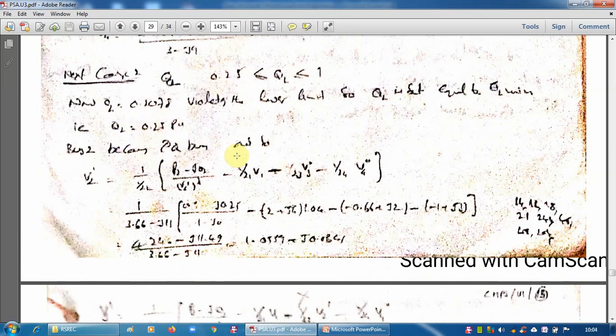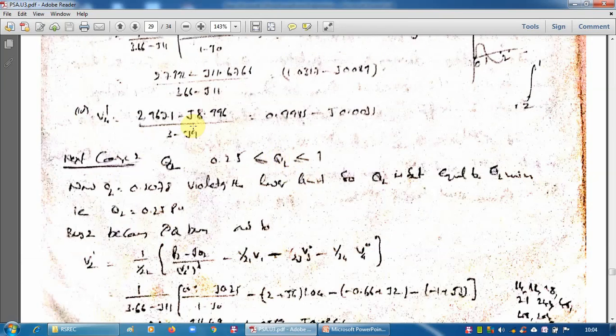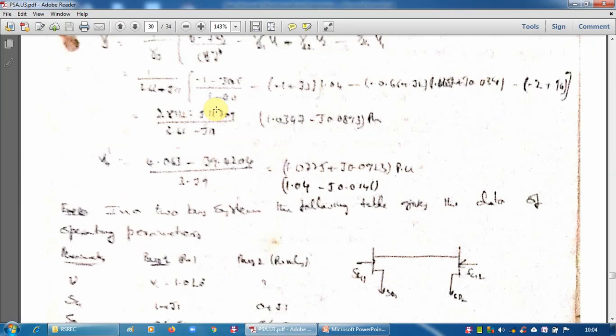And treat that bus as a load bus. Remember, load bus, not generator bus. So as it is a load bus, calculate the bus voltage. For bus voltage, we have to use this equation. Calculate the bus voltage by treating Q2 equal to 0.25. So you will get the bus voltage and angle from this. So this is the value of V2 now. V3 is as usual, calculate. V4 also calculate. So like that we have to proceed if the limits are violated, for that iteration only.